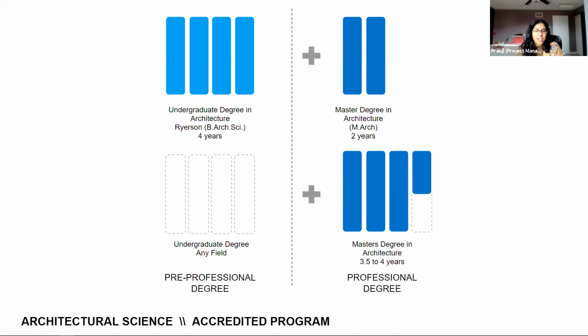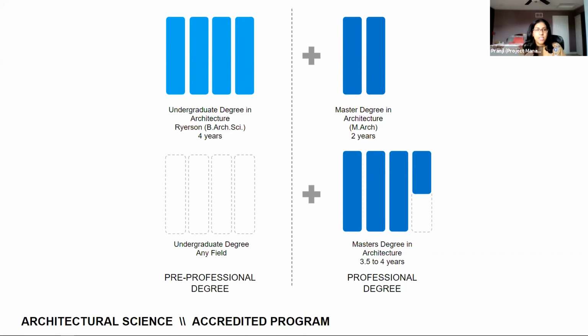I would just like to clarify that our program is accredited, and that goes a long way if you actually want to pursue licensure and be an architect. As you can see from this diagram, we have 4 years of undergrad and then 2 years of a MArch, Master of Architecture. This can be at Ryerson, where once again we have a great MArch program, or at other universities.